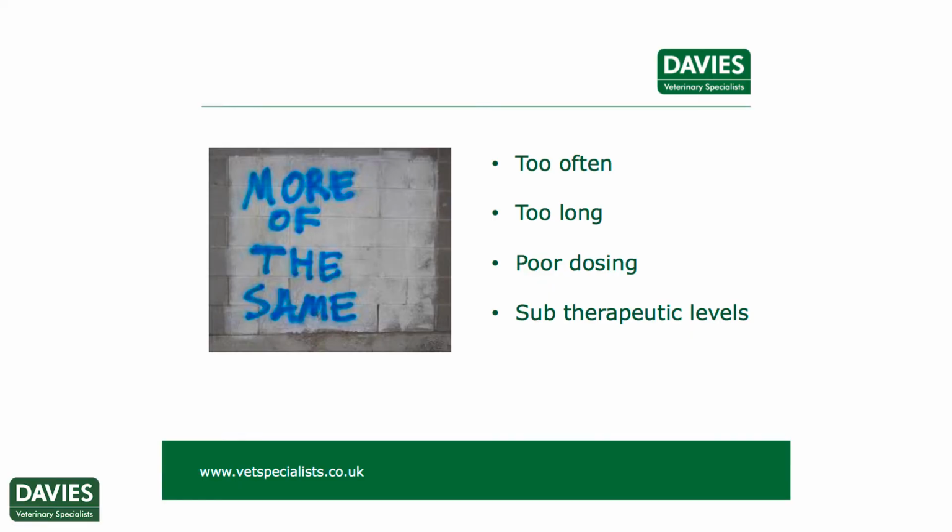So I guess in summary, when we consider our antibiotic prescribing, if we're using them too often, if we're using them for too long a period, we could influence selection of resistant bacteria. If we underdose and don't hit therapeutic levels so we can treat effectively, then also that's going to potentially influence the development of resistant bacteria.